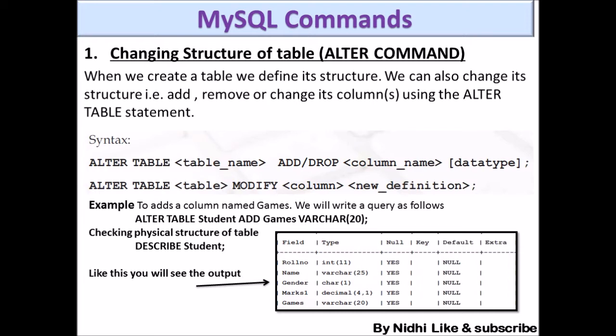I am giving you a simple example. If you buy a cloth, or a shirt or some kurti, then you give it to a tailor for alterations, like if you want to make it fit or loose or some modification you want in it. Similarly here, if we want to make some physical structural change in a table, then we will use an alter command. The syntax of the alter command is given here.